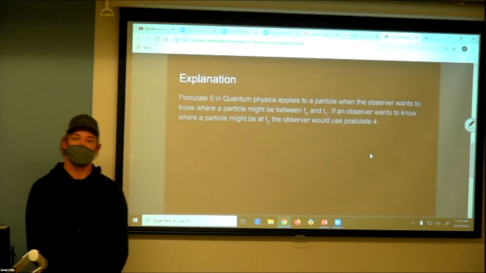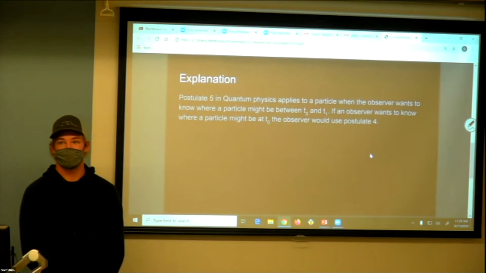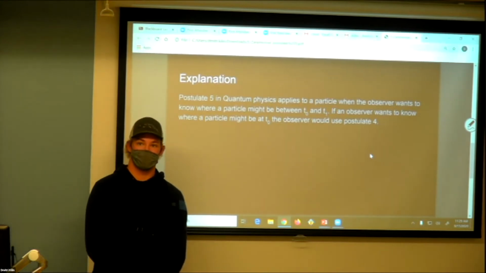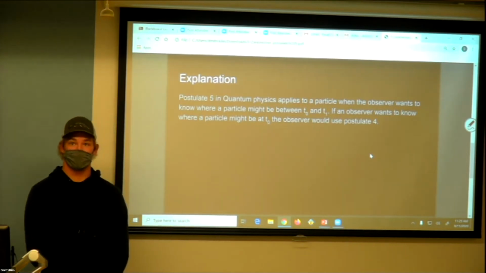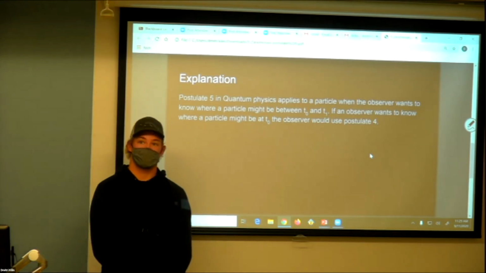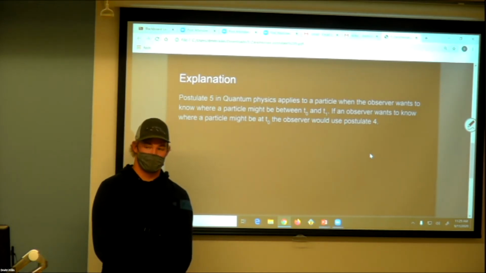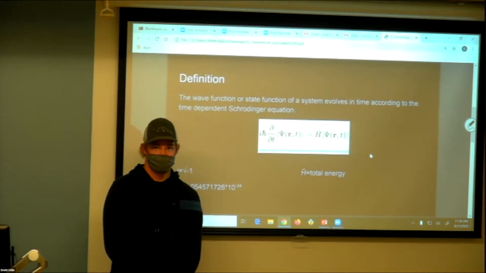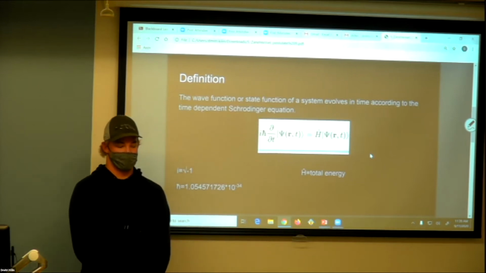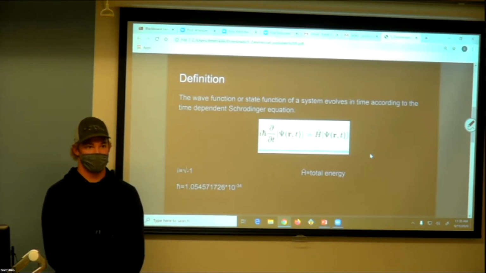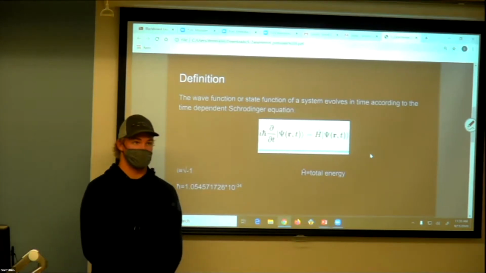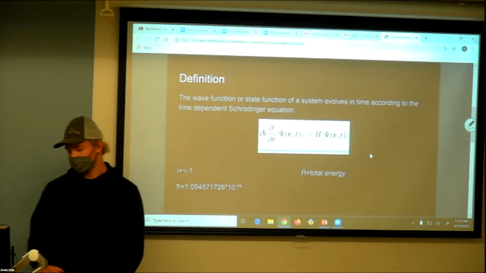The explanation. Postulate 5 in quantum mechanics applies to a particle when the observer wants to know where a particle might be between time 0 and time 1. If the observer wants to know where a particle might be at time 0 only, the observer would want to use postulate 4. This is because in the equation, this is a time-dependent equation. So we will be finding the probability of where a particle might be in a set amount of time rather than at a certain time.